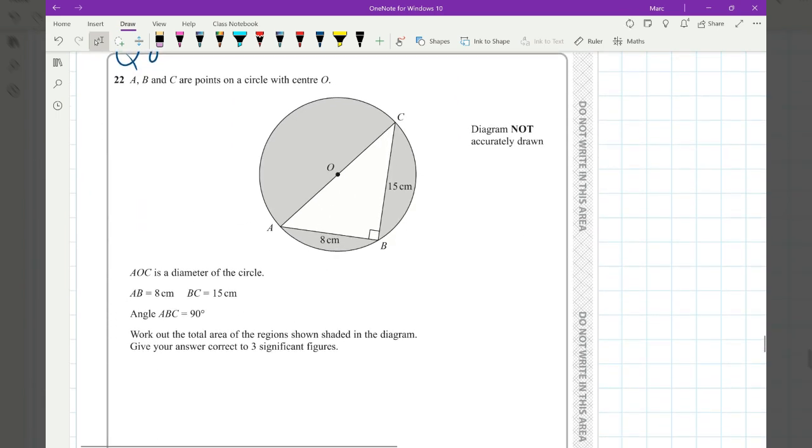Okay, question 8. Oh, I hate shaped questions. At least it's not vectors.